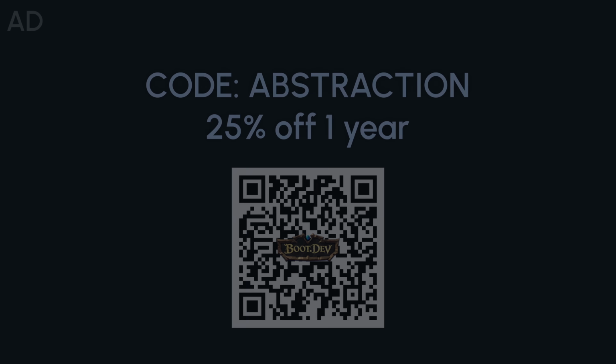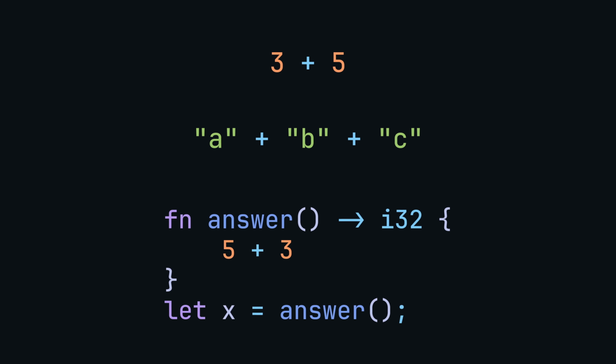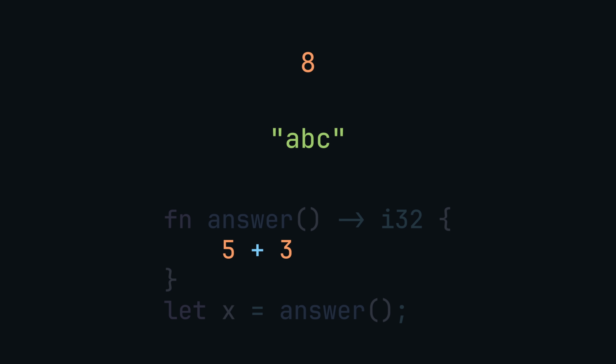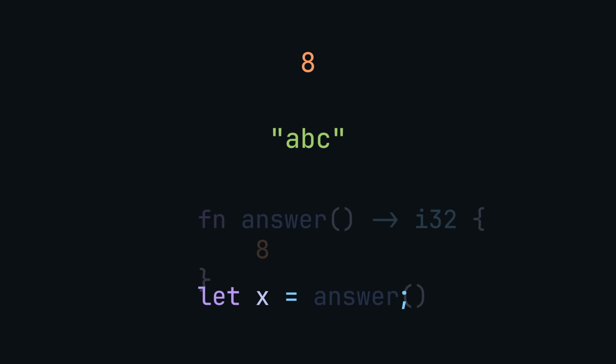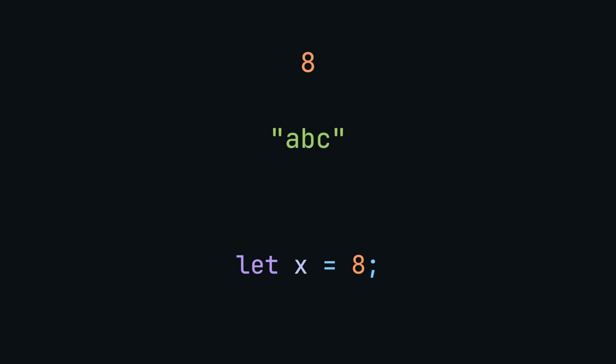Now, we can finally talk about an actual optimization. The simplest one is called constant folding. If the compiler sees an expression whose result it already knows, it just replaces the expression with the result. So 3 + 5 becomes 8, A + B + C becomes ABC, and a function that just returns 5 + 3 can be folded at the definition. This sounds trivial, but actually it's full of pitfalls.